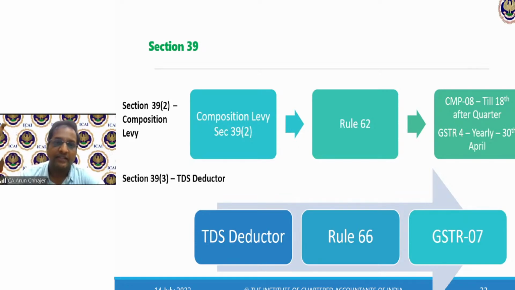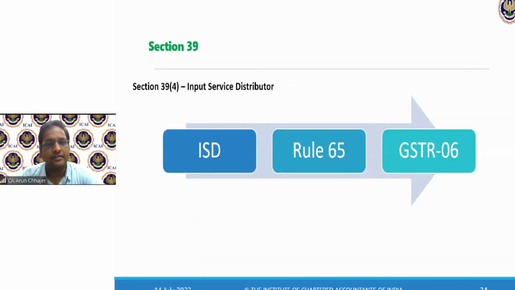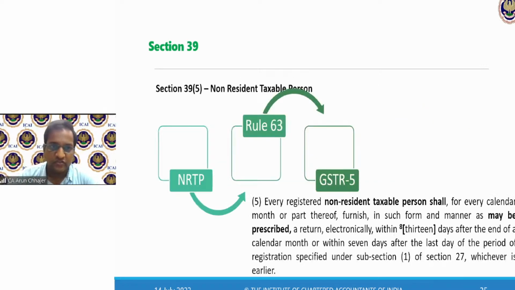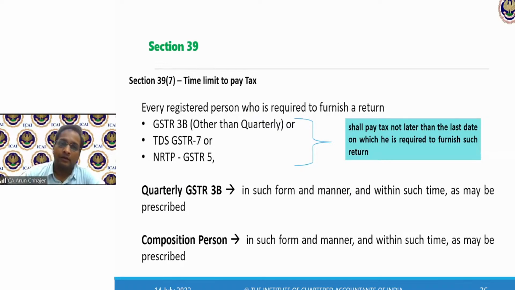If it is a tax deductor, GSTR 7. ISD, GSTR 6. NRTP, then there is a GSTR 5. Those are only form numbers I have told you, explained, but not in depth. In-depth analysis is only for 3 returns: GSTR 1, GSTR 3B, and GSTR 4.